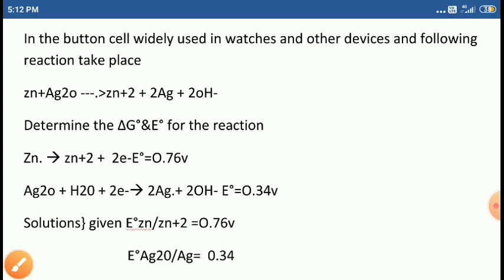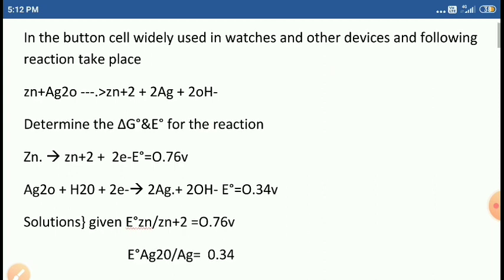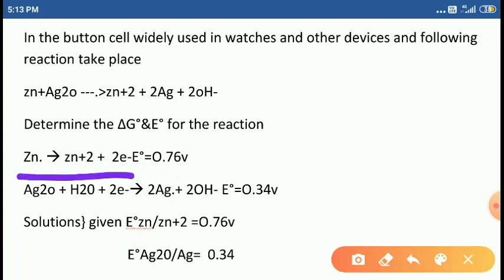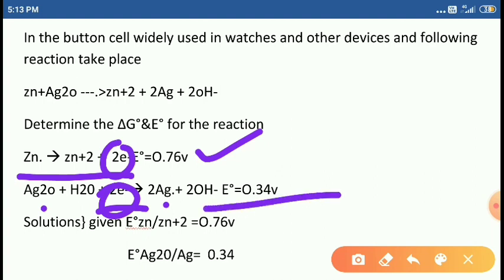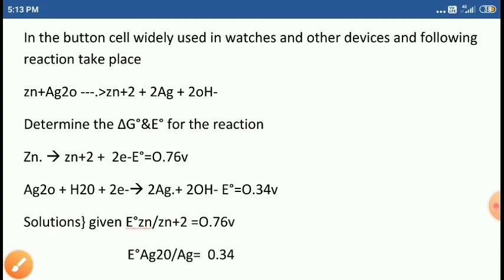Here, zinc loses 2 electrons and the electropotential is 0.76 volt, and the silver oxide turns into silver accepting 2 electrons. The electrons lost by zinc are the same electrons accepted by silver, and the electropotential is 0.34 volt. Right, friends?